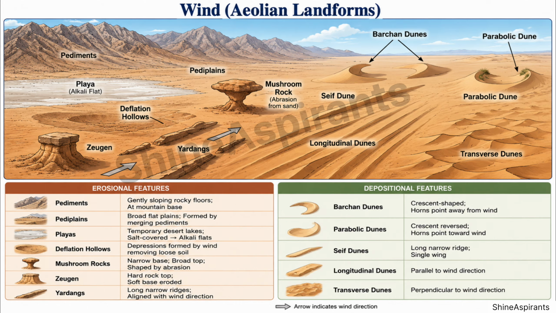Mushroom rocks, narrow base, broad top, shaped by abrasion. Zeugen, hard rock top, soft base eroded. Yardangs, long narrow ridges aligned with wind direction.